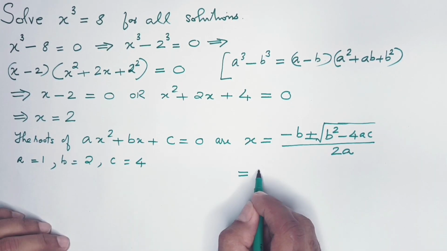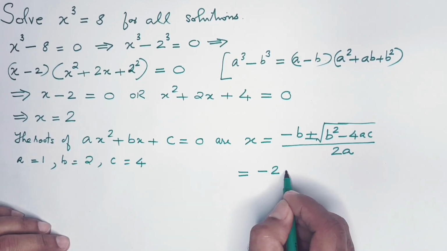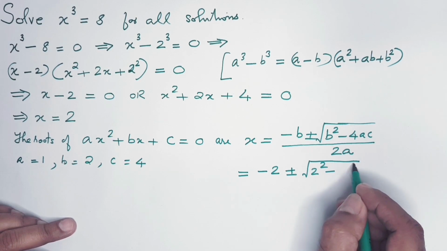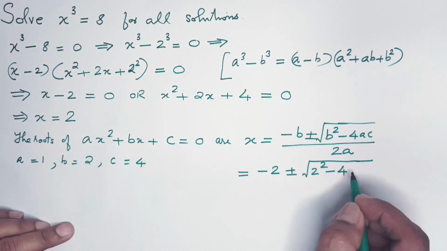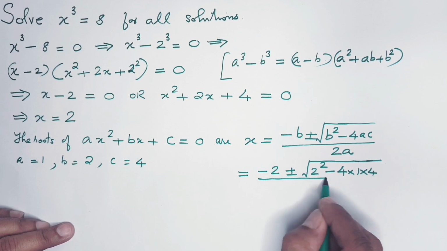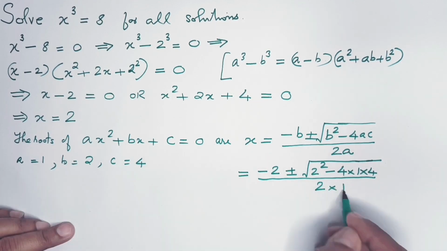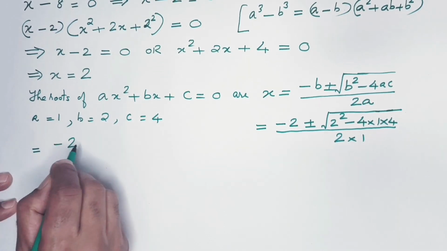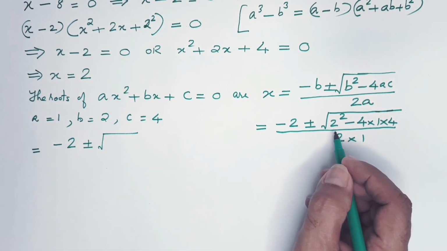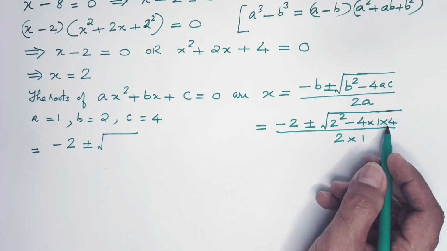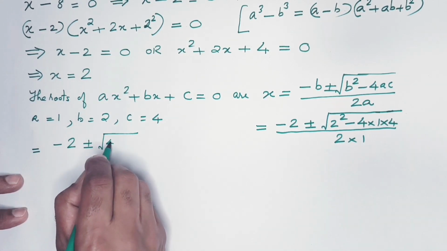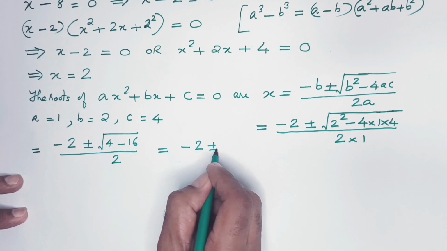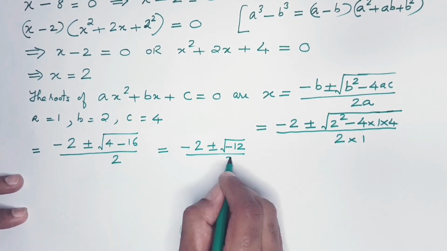Now all you need to get the roots is to substitute these values in this formula. Substituting that here, minus 2, b is 2, plus or minus square root of b squared, that is 2 squared, minus 4, a is 1, again c is 4, the whole divided by 2, a is 1. Simplifying this, you get both the roots. That's equal to minus 2 plus or minus square root of 2 squared is 4, minus 4 multiplied by 4 is minus 16. So you have 4 minus 16, divided by 2, which is equal to minus 2 plus or minus square root of minus 12, divided by 2.